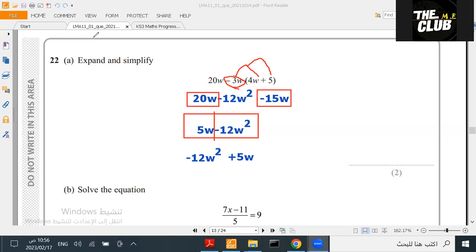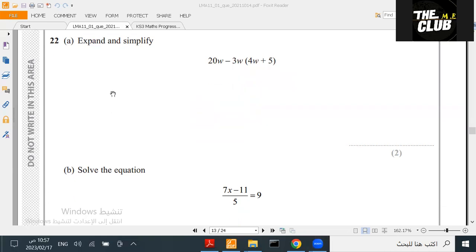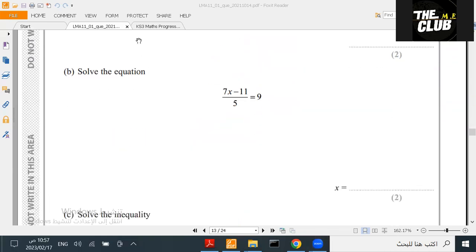Now let's move on to the next question. Solve the equation. In this equation we notice there are two sides. Solving means finding the value of x. I take the 5 to the side. This 5 is divided by, so we want to move it to the other side. Divided by becomes multiply 5. Okay? Because divided becomes multiplied.